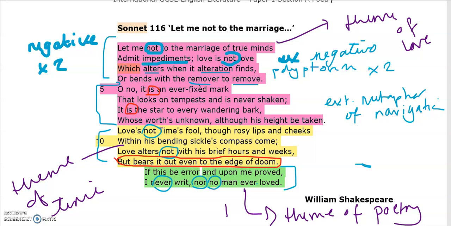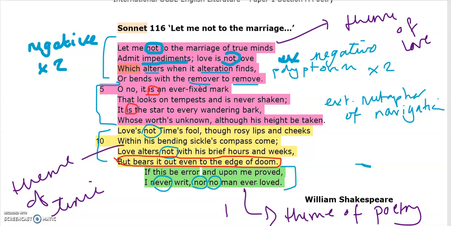Let me not to the marriage of true minds admit impediment. So impediment is a negative, like a barrier. So that's your second negative, and then not. So we've got not impediment. So a negative plus a negative is a positive. So basically he is making a positive statement about love. So why has he chosen to write so much in the negative?